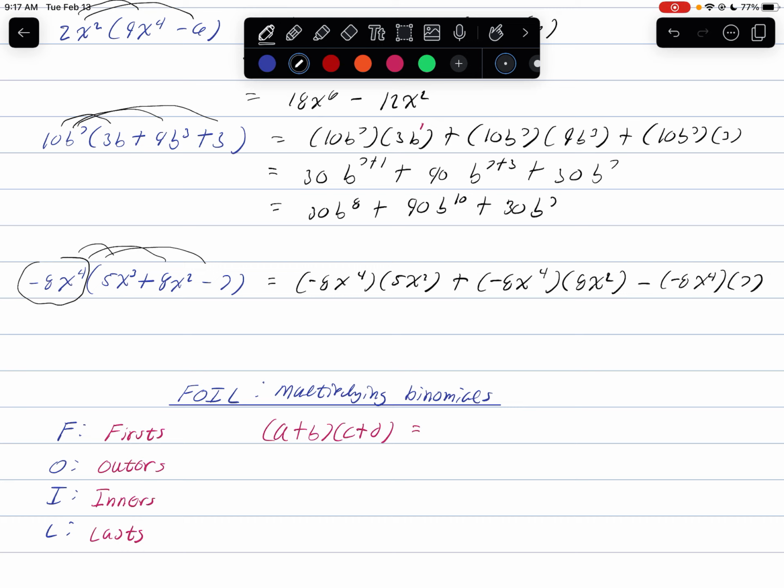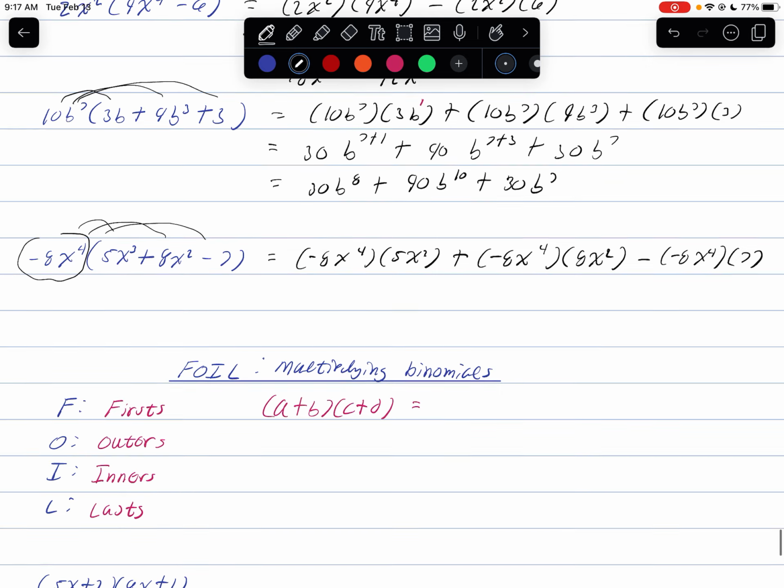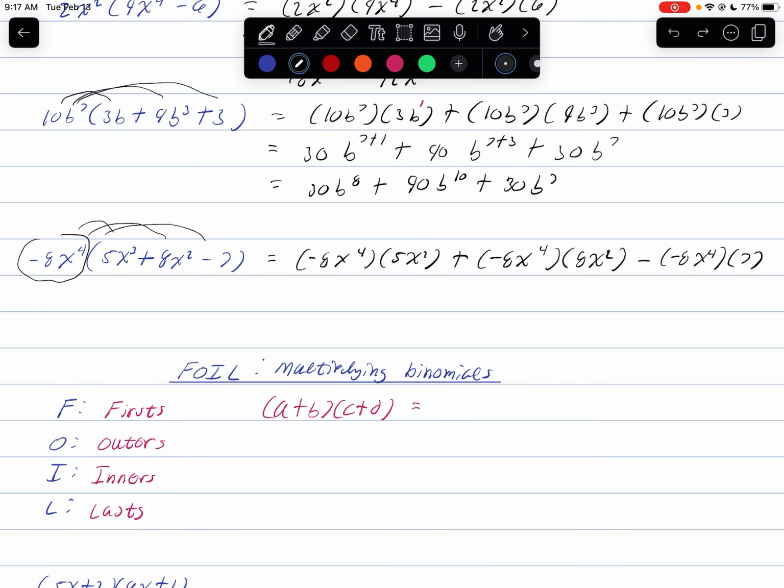Or you could think of this as having plus negative 8x to the 4th times negative 7, since you have this minus 7 here. But either way is fine, as long as you only have the one negative from here. You don't want to make them both negative, otherwise that would change the meaning. But all right, so let's go ahead and multiply each of these out.